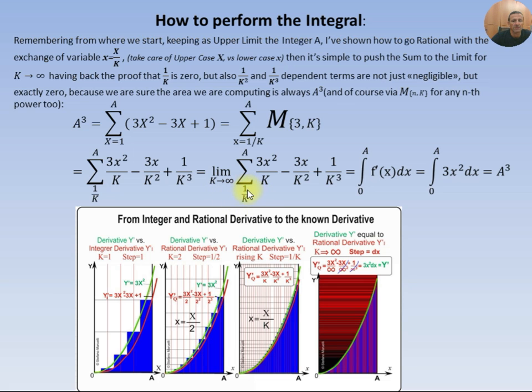The lower limit becomes 0 because 1 over infinity is of course 0, and here you can see these two terms are exactly 0, and so this k becomes what is known as the x. And so you can see here in the sum the gnomons become thinner and thinner. We can divide by 2, by 3, or by any k, and then when k goes to infinity we have exactly what is known as the integral.